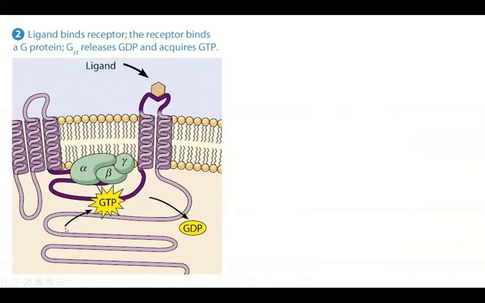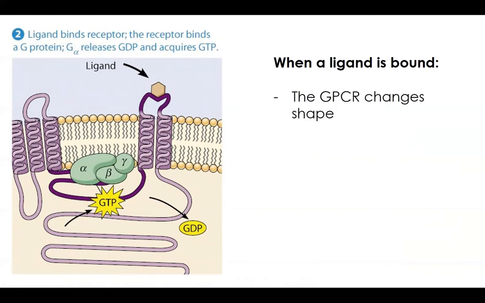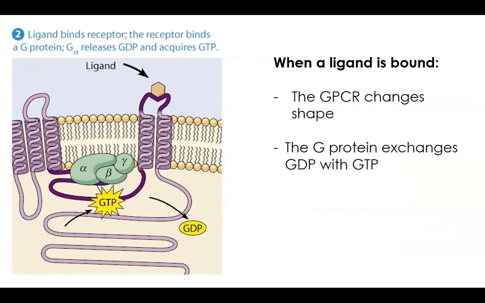You can see immediately we've kicked out that GDP, goodbye, and brought in a fresh new GTP, which means that this is active. So when our ligand is bound, our actual receptor, the G protein coupled receptor, changes such that it attracts our G protein. The G protein, which is now affiliated with the receptor, can exchange its used up GDP for GTP. So now the G protein is active.